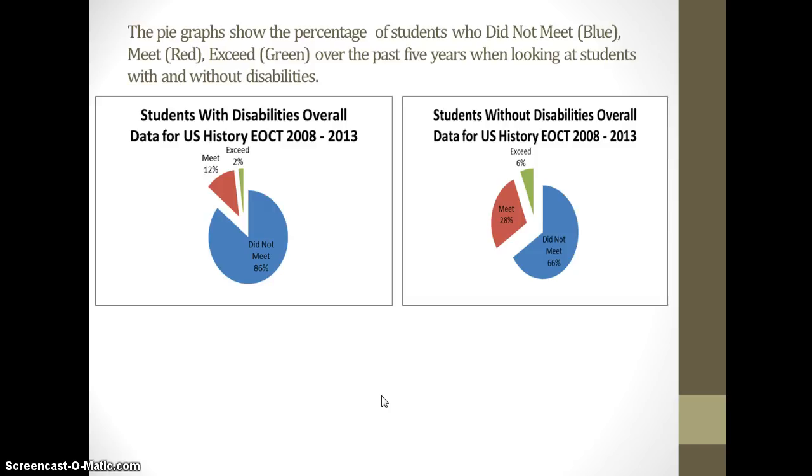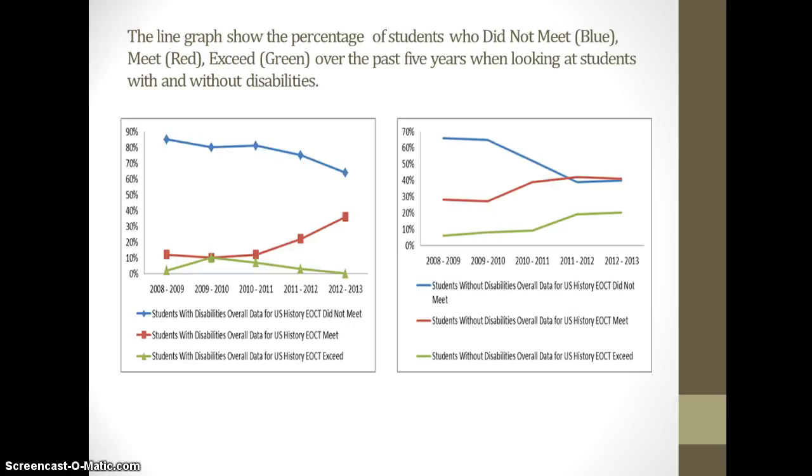These graphs are a little misleading, so I'm actually going to show you a line graph to try to show the disparity between the students with and without disabilities. Percentages of students, obviously, the blue is the did not meet, red is the meet, and the green is the exceeds. Looking at the line graph of the data, you can see that both the students with and without disabilities have made substantial gains over the past 5 years. And that is a very good trend to have, and I believe that this trend will continue.